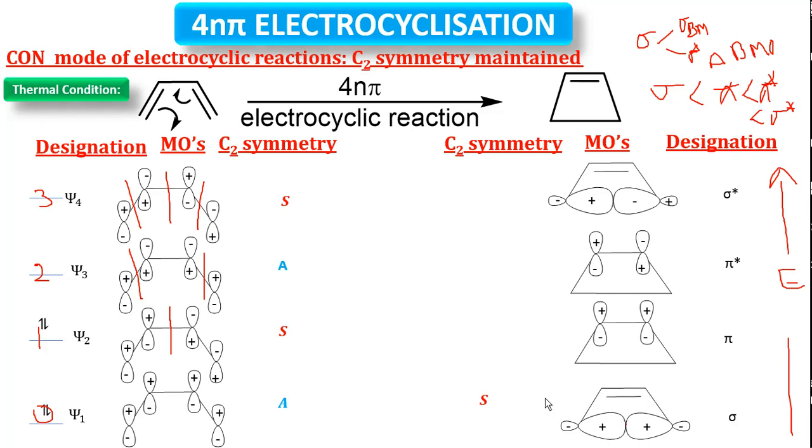Otherwise, you remember, sigma bond is symmetric with respect to C2 and sigma symmetry, whereas sigma star is asymmetric with respect to C2 and sigma. Sigma bond is symmetric with respect to C2 symmetry and sigma symmetry. Sigma star is asymmetric with respect to C2 symmetry and sigma symmetry.